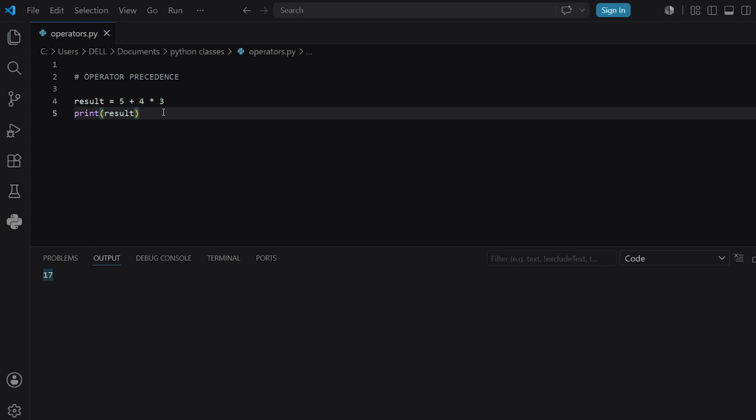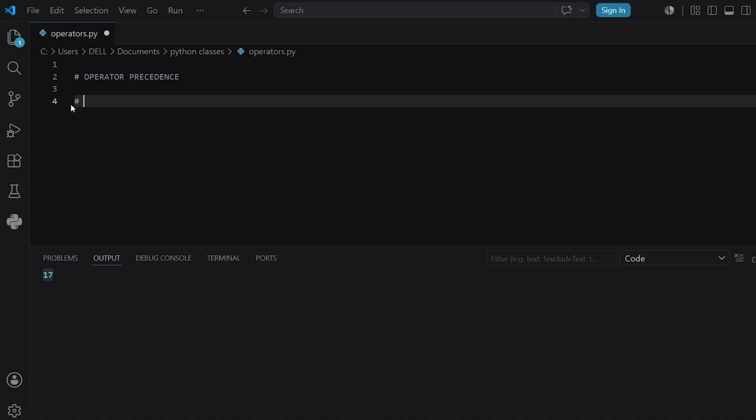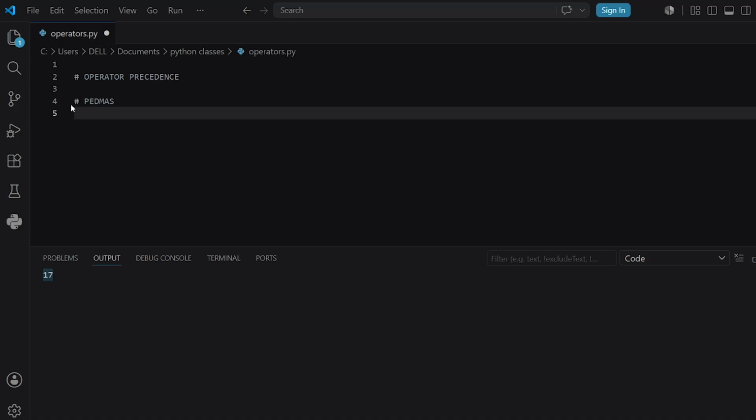In Python, we have what we call PEMDAS. The P stands for parenthesis, the E stands for exponentiation, the D stands for division, M stands for multiplication, then addition and subtraction. Whenever you have an expression, Python follows this order in evaluating the expression.